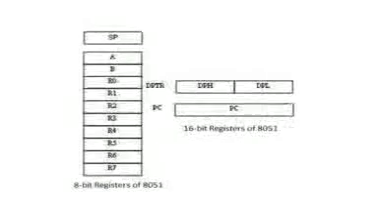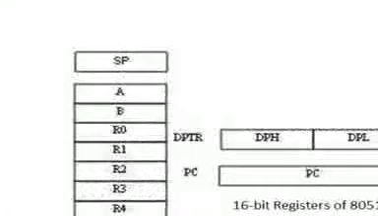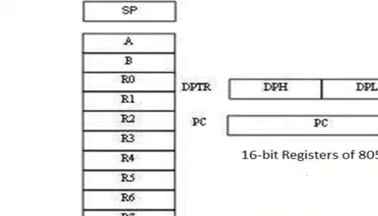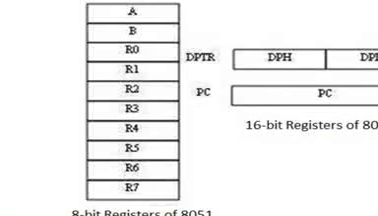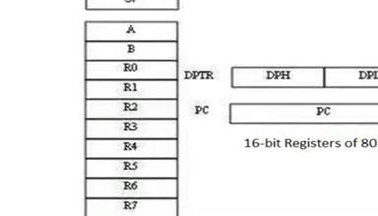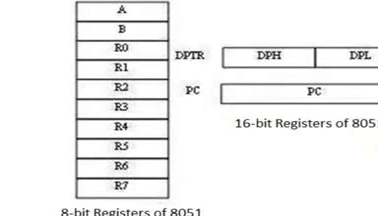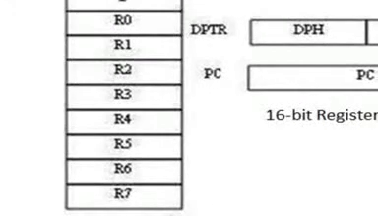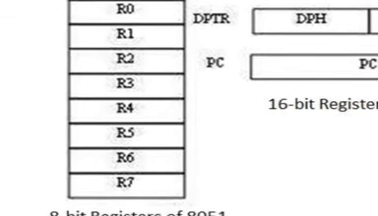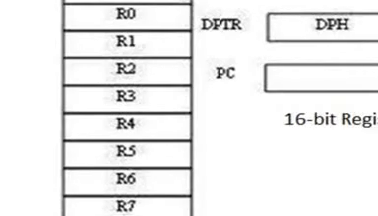So these are all 8-bit registers: stack pointer, accumulator, B register, then R0, R1, R2, R3, R4, R5, R6, R7. By default, these registers will be of bank 0. If you are selecting bank 1, bank 2 or bank 3, in that way you need to select at PSW. Whatever bank you are selecting, that bank's registers will be this R0 to R7.